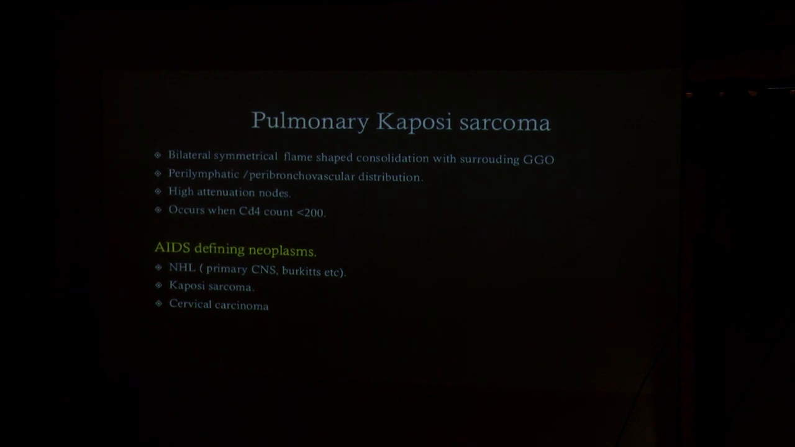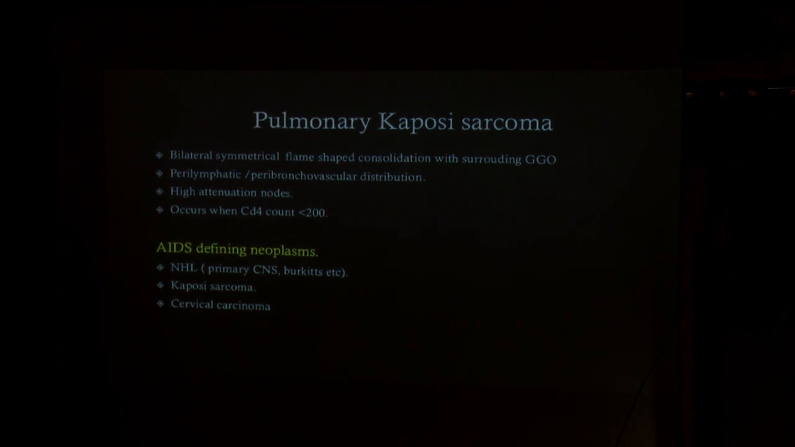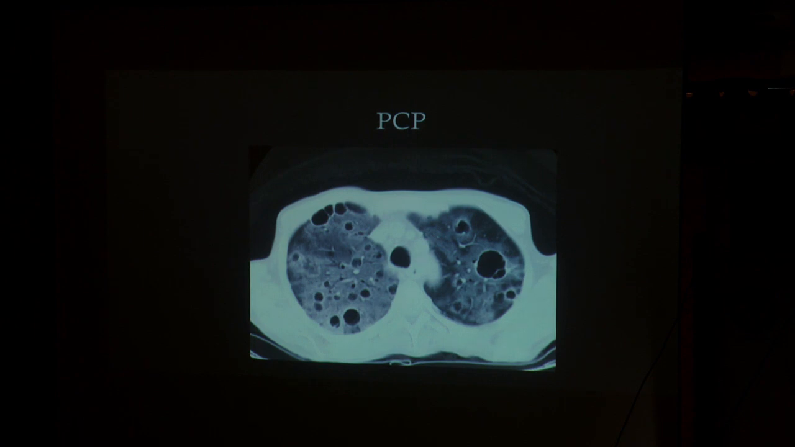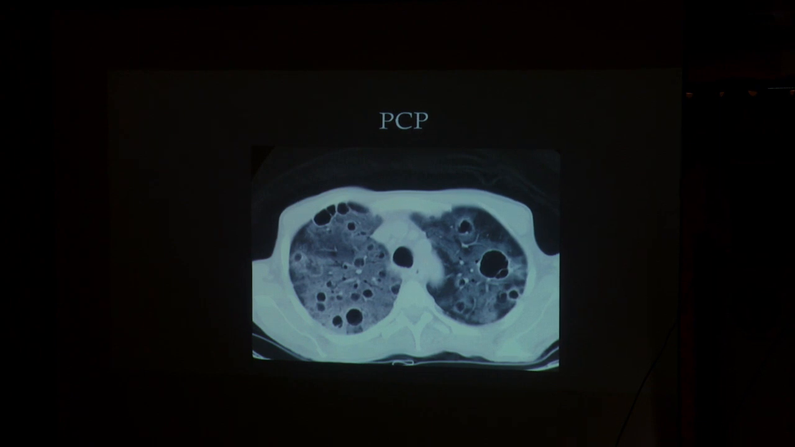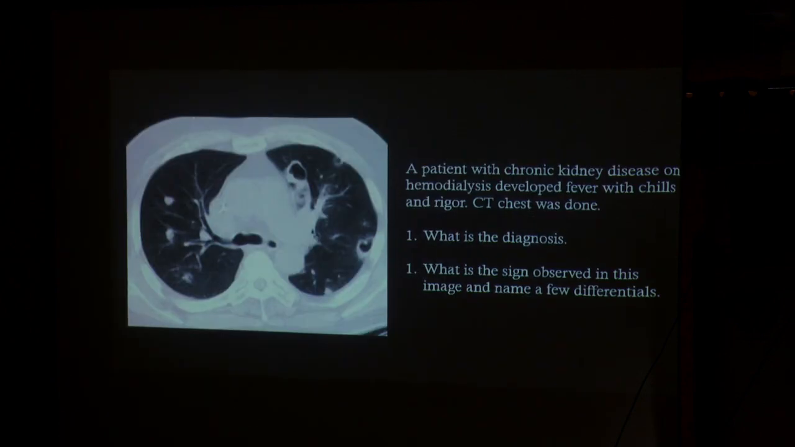So AIDS-defining neoplasms are non-Hodgkin's lymphoma, Kaposi sarcoma and cervical carcinoma. This is also often asked in exams. And when talking about PCP pneumonia, the typical features are perihilar distribution with pneumatoceles and subpleural sparing. These are the 3 important points to remember when you talk about PCP pneumonia.